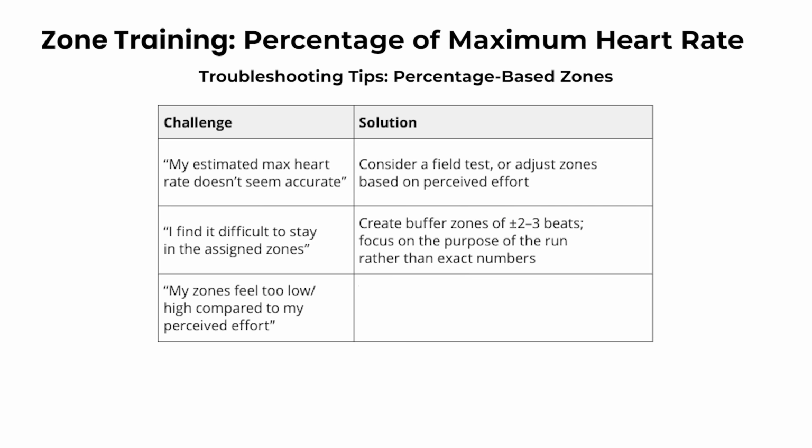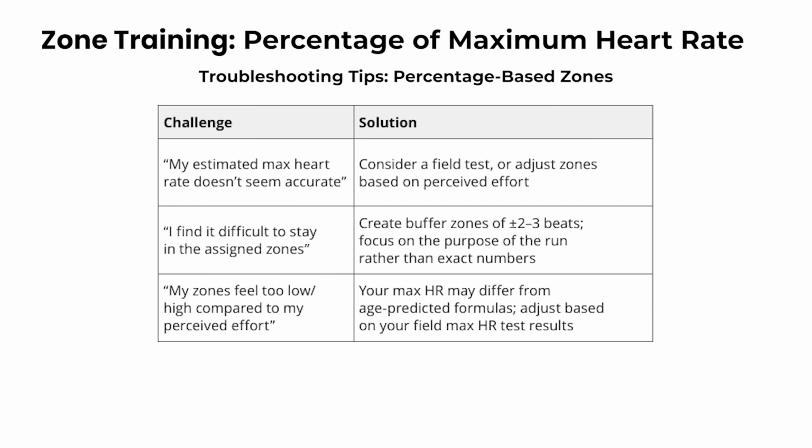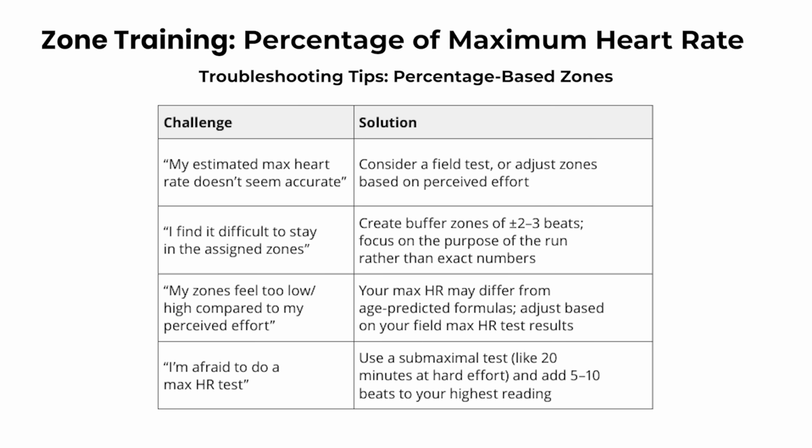Challenge: my zones feel too low or high compared to my perceived effort. Your maximum heart rate might differ from age-predicted formulas. Adjust based on a field max heart rate test result. Challenge: I'm afraid to do a max heart rate test. Solution: use a sub-maximum test, like 20 minutes at hard effort, and then add 5 to 10 beats to your highest reading.